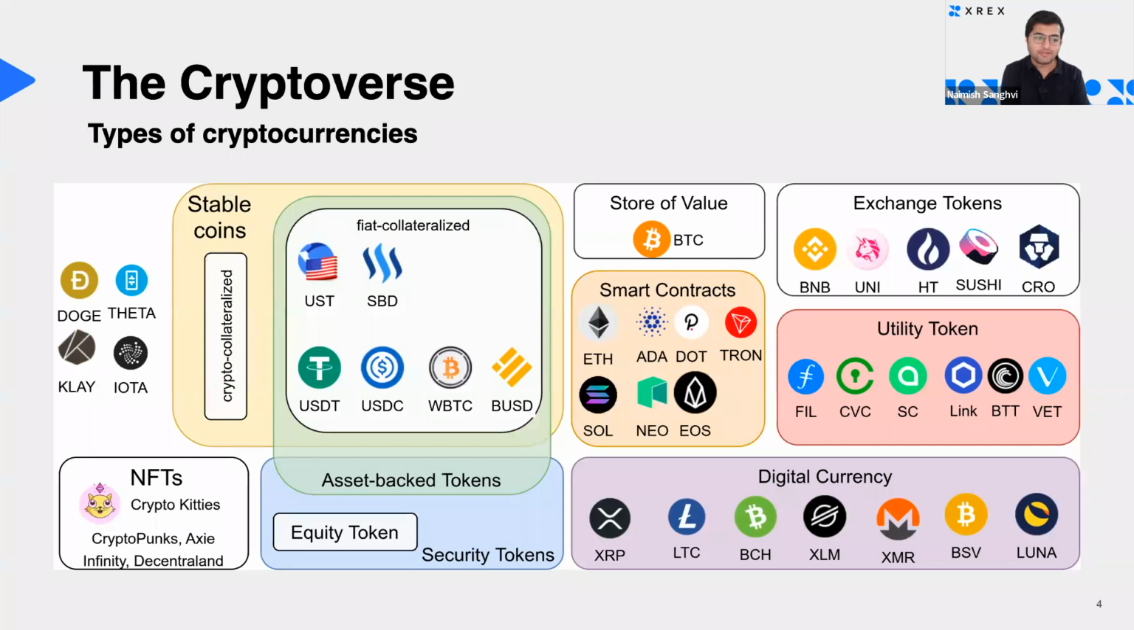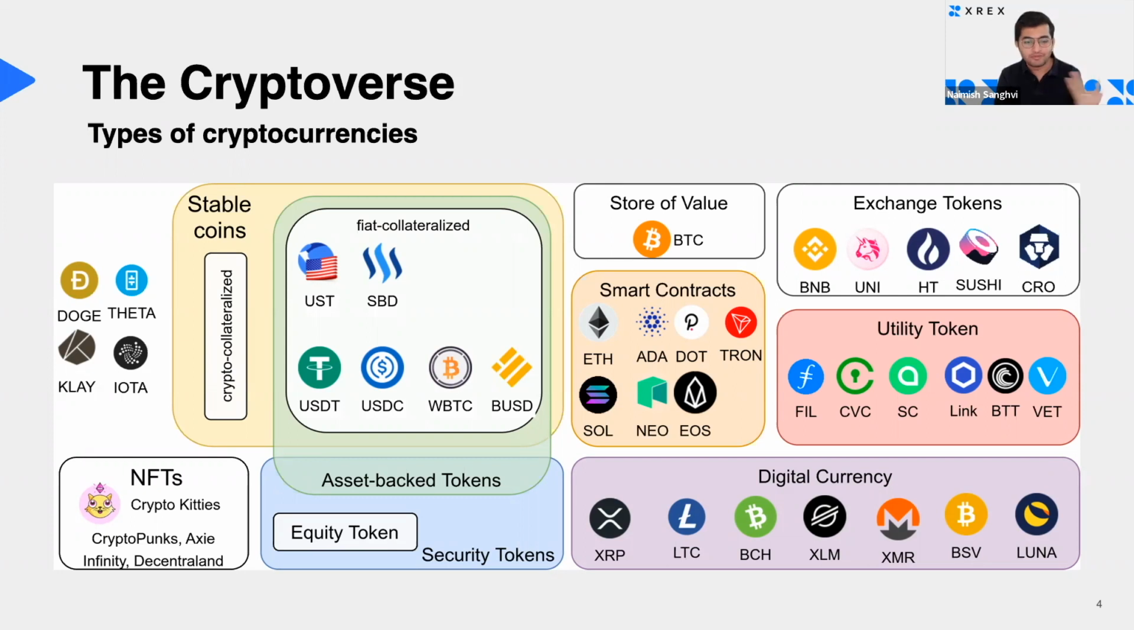Again, on furthermost left, you have Doge, Theta, Clay, and IOTA. These are cryptocurrencies which essentially try to do something different. Doge was created as a joke. IOTA uses a next level of blockchain. It's called the Hedera, hash graphs, a lot of other technologies. So these are more innovation that comes in the crypto industry.